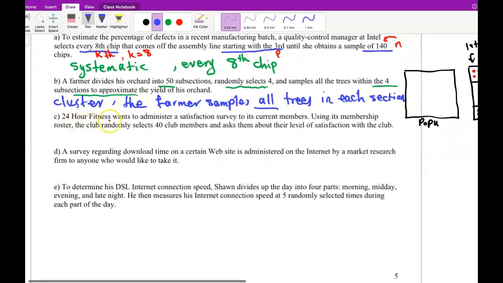Part C: a fitness club wants to administer a satisfaction survey to its current members. Using its membership roster, the club randomly selects 40 club members and asks them about their level of satisfaction with the club.